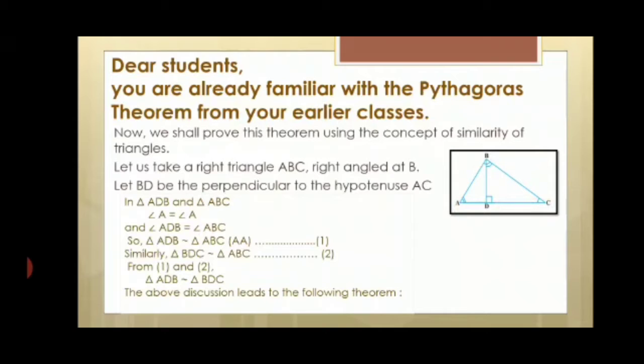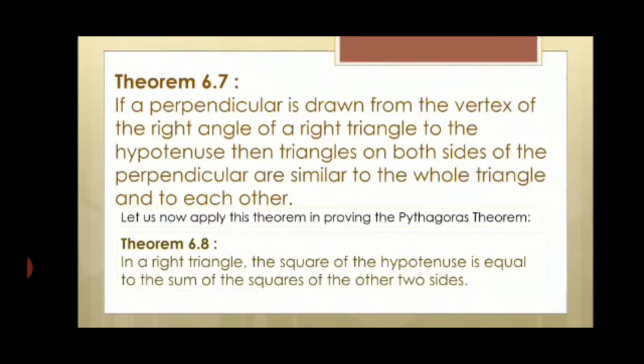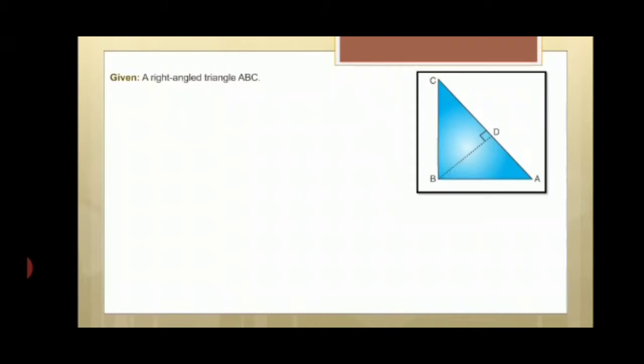Now let us apply this theorem in proving the Pythagoras theorem. The Pythagoras theorem states, I hope you all remember, that in a right triangle, the square of the hypotenuse is equal to the sum of the squares of the other two sides. That means, if I have a right angle triangle ABC, then I need to prove that the sum of the squares of the two sides, that means AB square plus BC square, is equal to the square of the hypotenuse, that means it is equal to AC square. So I need to prove that AC square is equal to AB square plus BC square.